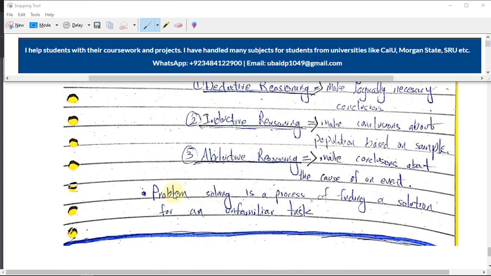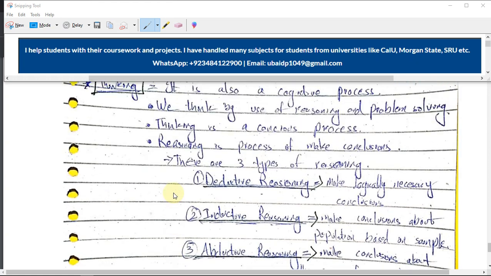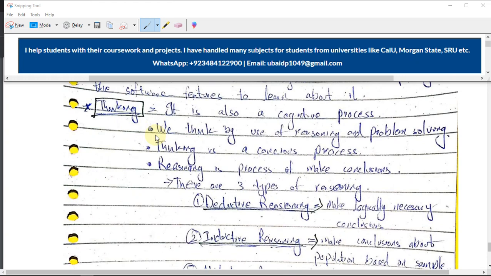Then the next process involved in thinking is problem solving, which is quite intuitive. It is the process of finding a solution for an unfamiliar task. It can be a new task allotted to you, and you are required to find the solution for it. And this is how we think as human beings.